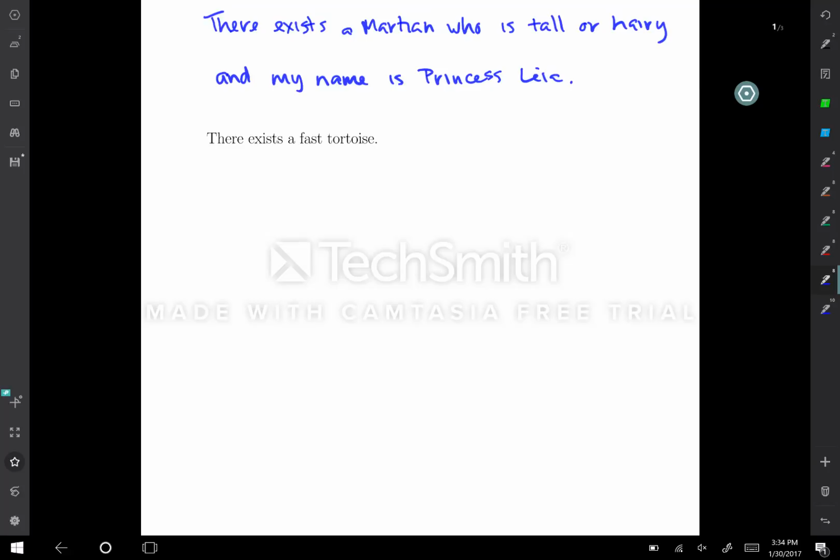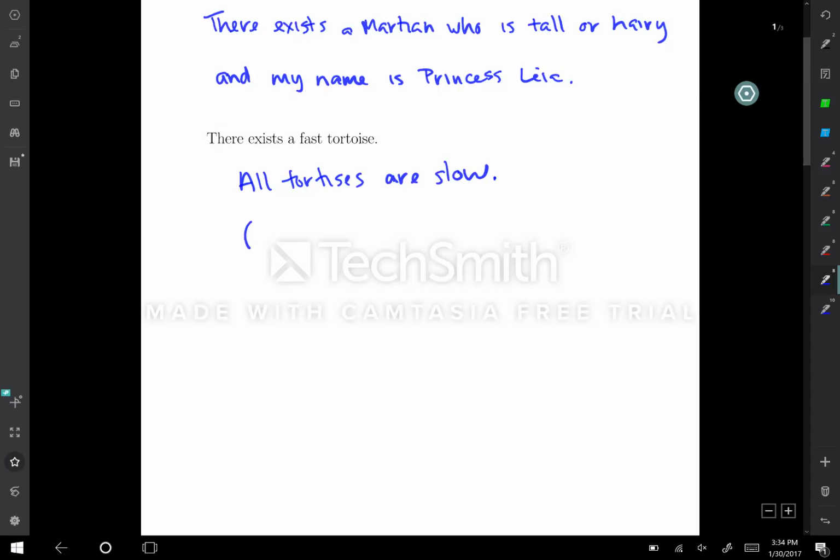Now let us consider, there exists a fast tortoise. So rather than having there existing a fast tortoise, we would need all tortoises. And rather than being fast, they would be slow. So in this case, if we were to write this in symbolic logic, our original statement would be, there exists an X such that X is fast, where X is tortoises.